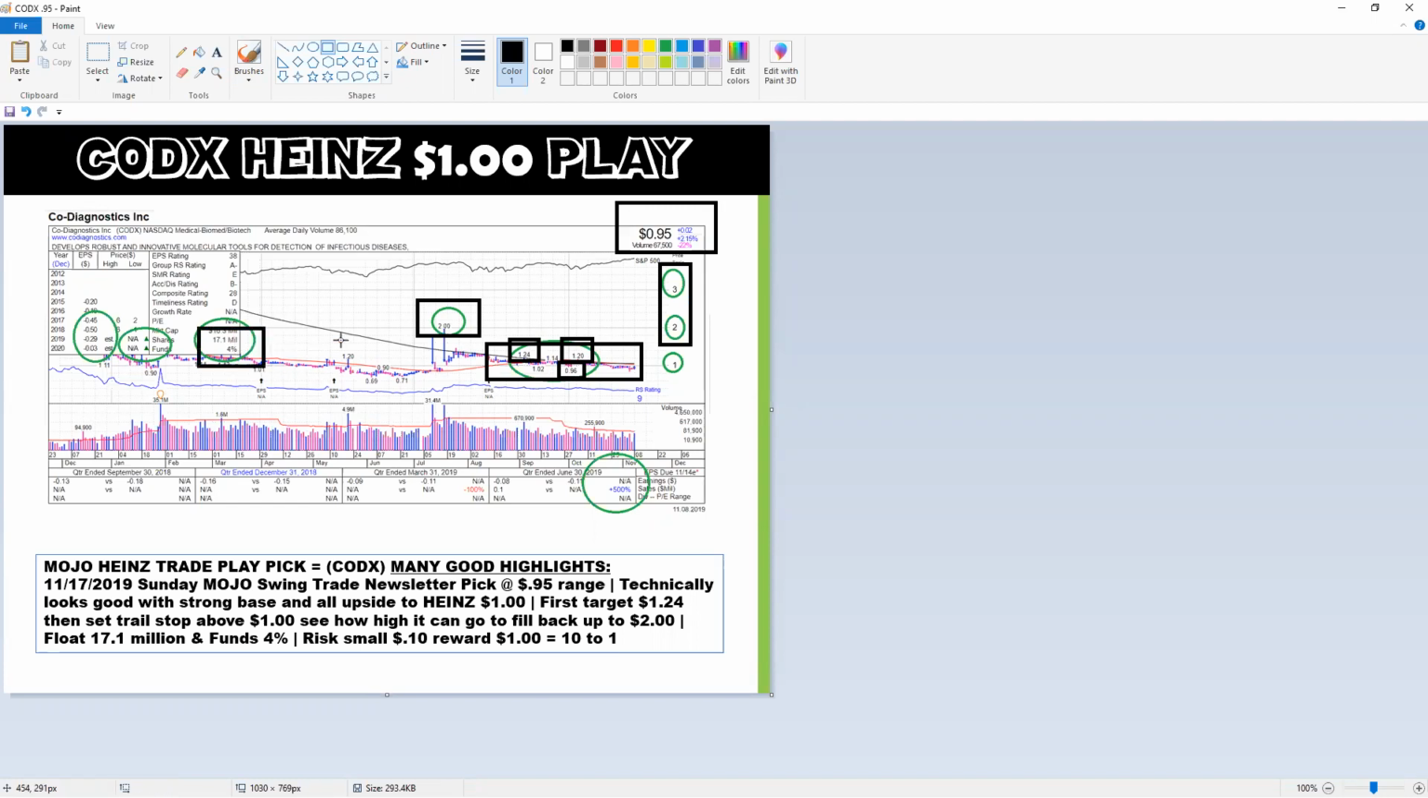17.1 million in the float, 4% owned by mutual funds. Look, increased earnings estimates for 2 years. They're going to go from a loss of 50 to a loss of 3. Can you imagine if they did that? And last quarter, 500% increase in earnings, coming out with earnings on 11/14. Oh, mamacita. This stock went up huge. And this was on 11/8 of 2019.